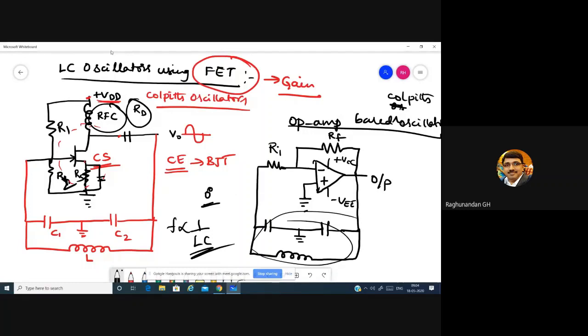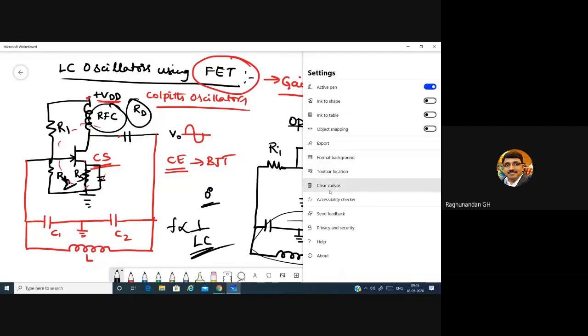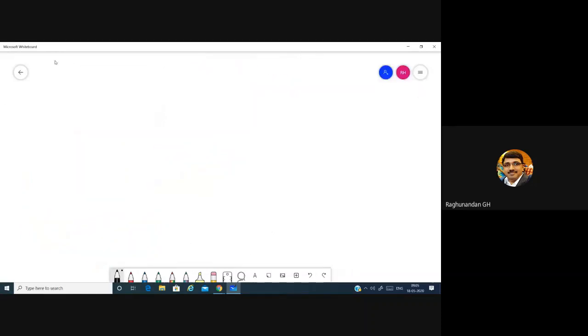By any reason, if they are asking this kind of question, you can just write an inverting op amp and just explain. The explanation remains the same, but you have to keep on writing with respect to the circuits. Whatever you have used, that you have to write. After this, the next one, the last topic in oscillators, is the crystal oscillator.